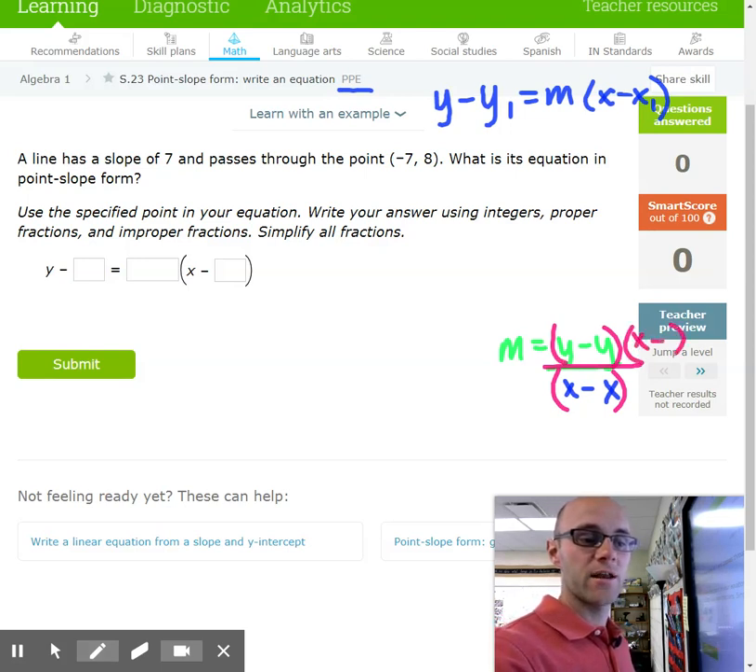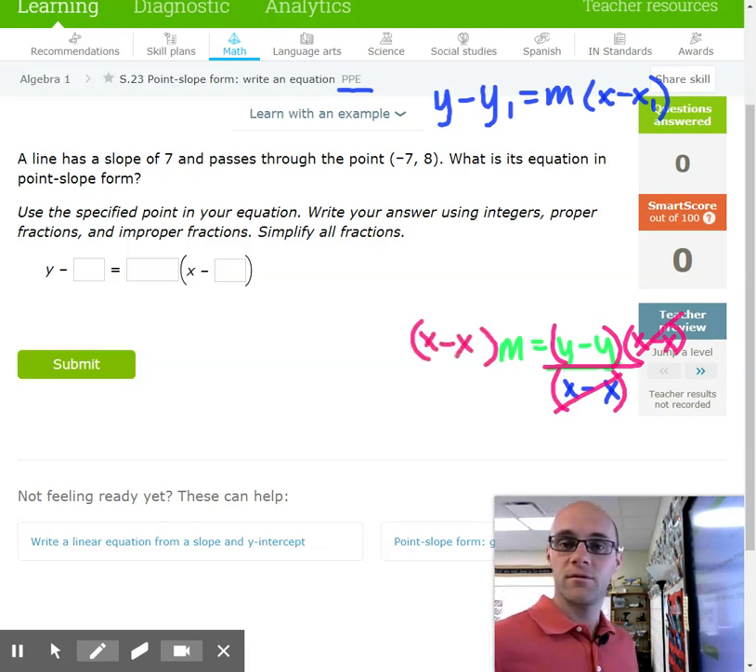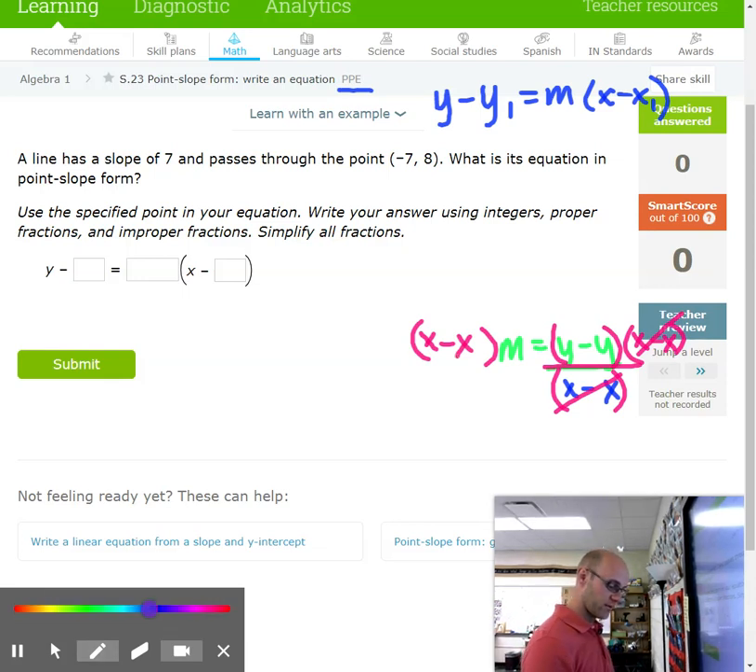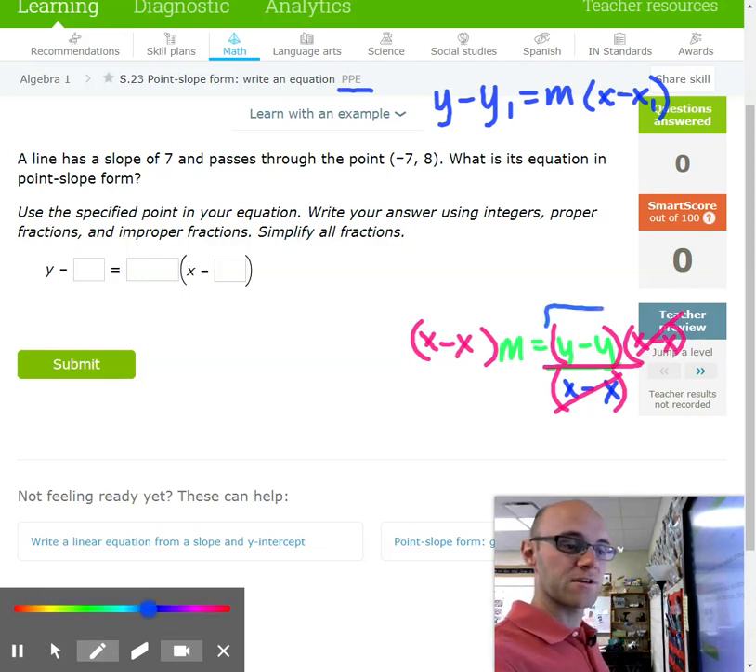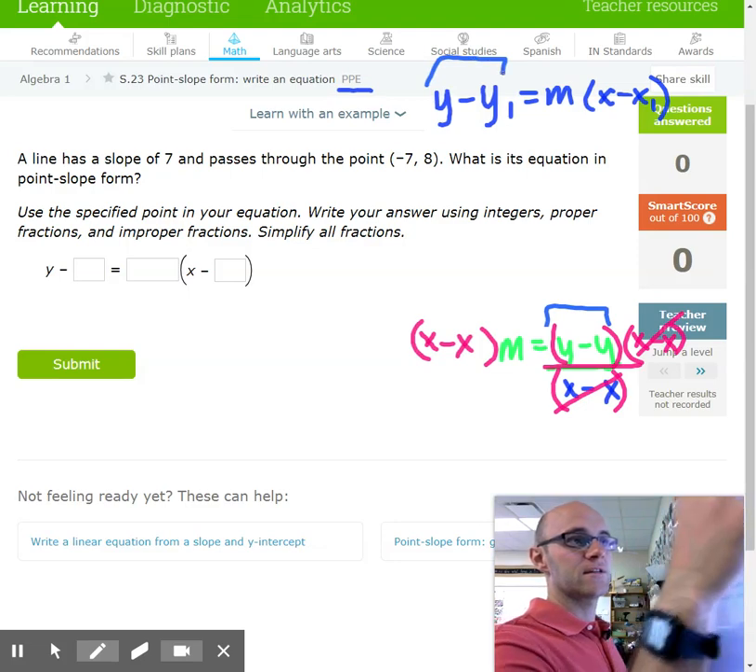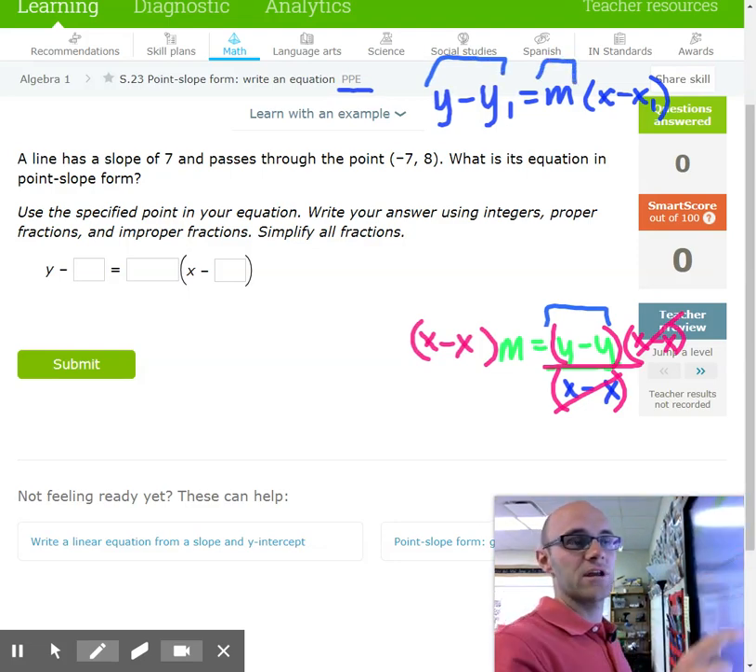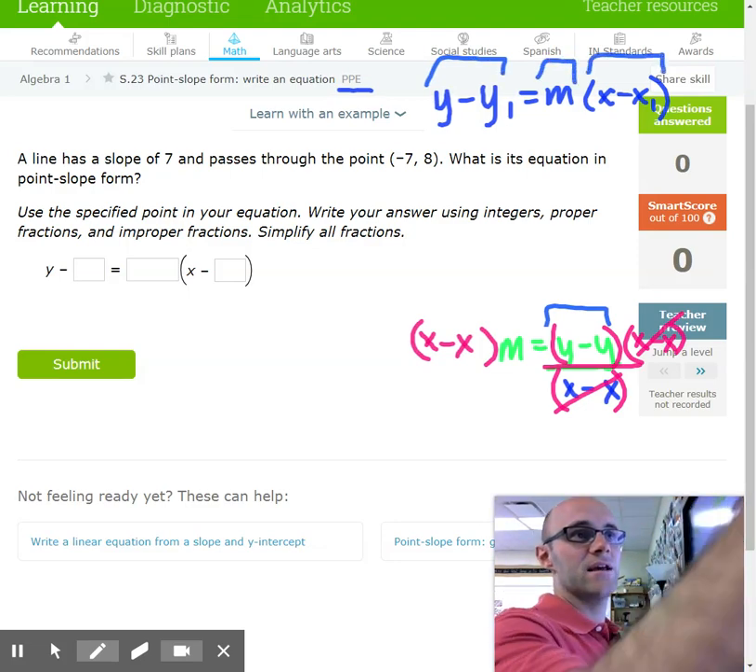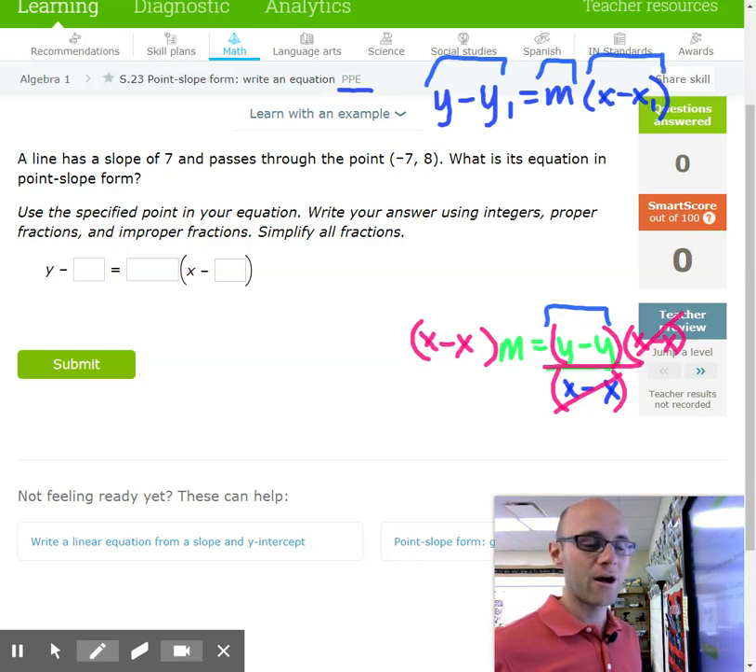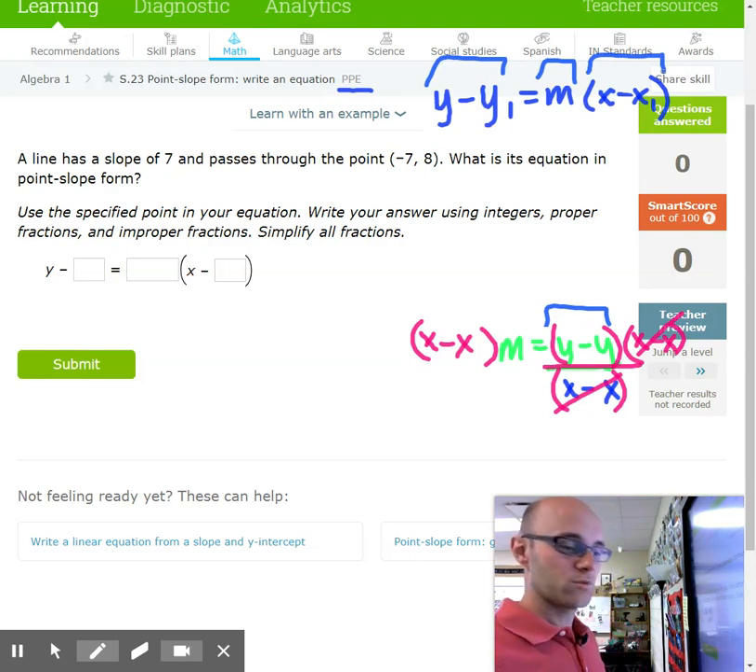So if you multiply by an x minus x, these x's would cancel on both sides, and you would end up with, write out what's left here, you would end up with the formula up above. Do you see it? The y minus y is on one side, equals the slope times x minus x.